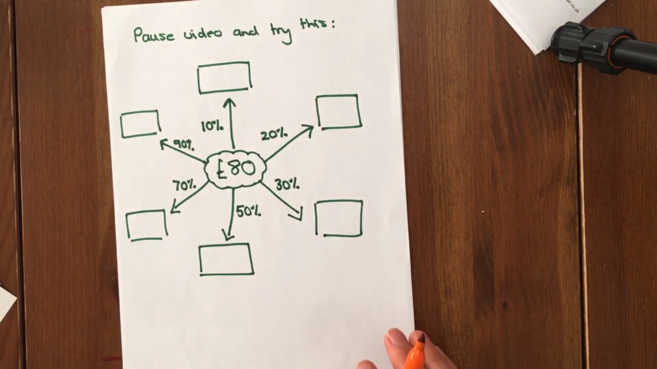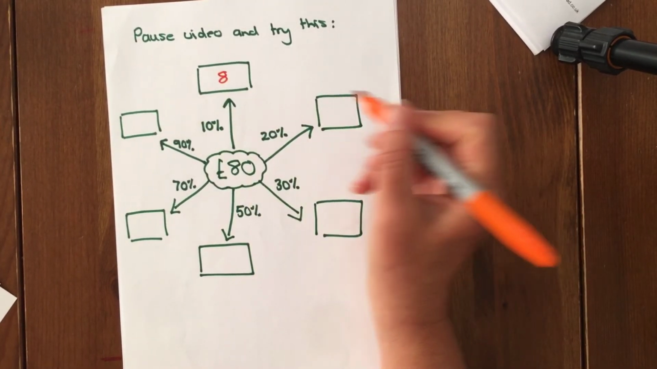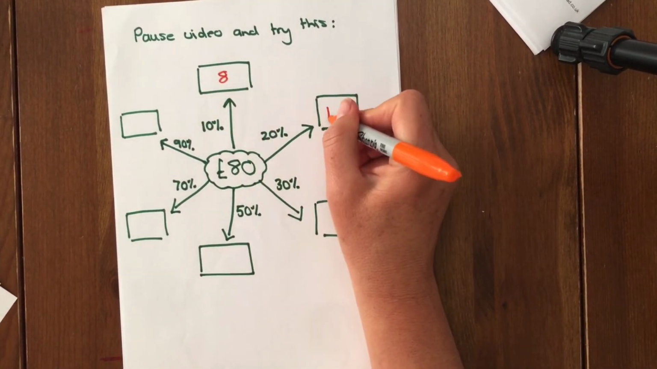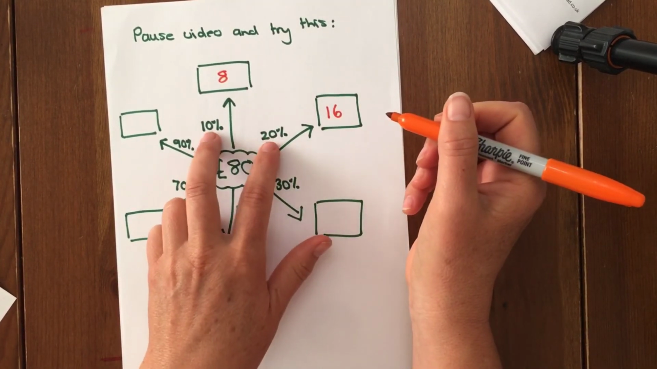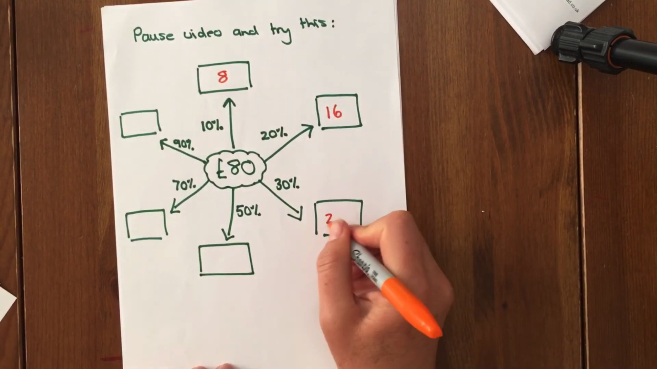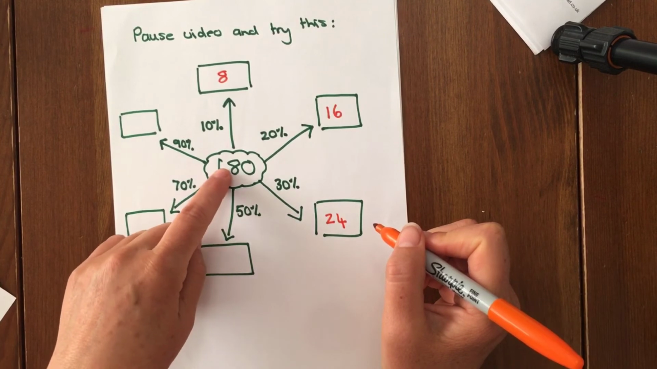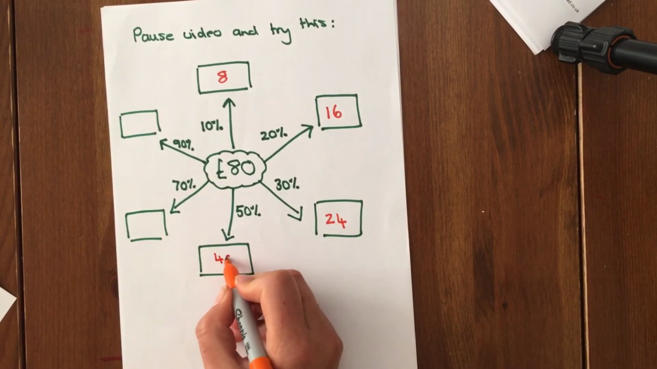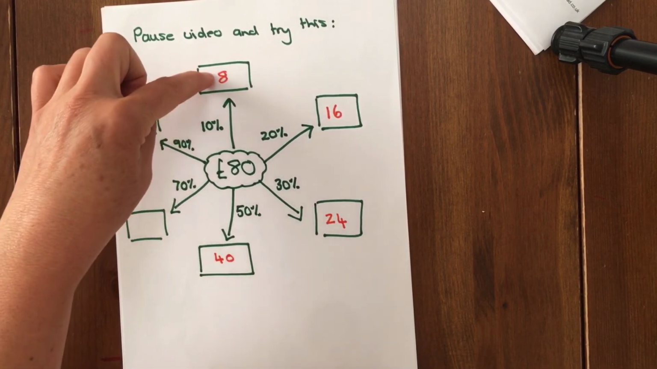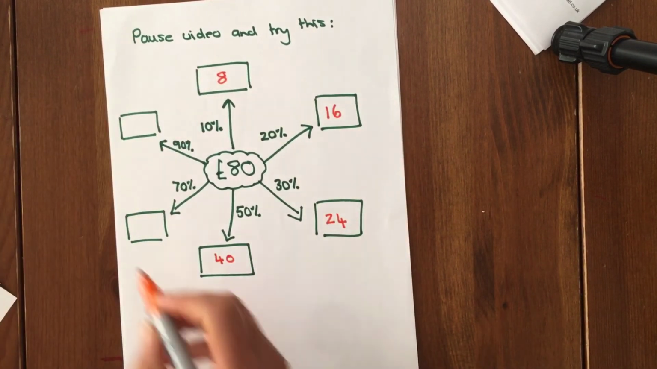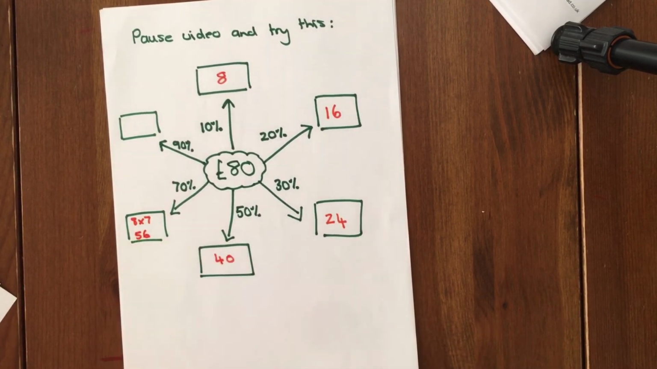Okay, well done, a good go at this. So 10%, divide by 10. 20%, double 10%. 30%, I could add 10% and 20% to get 24. 50%, I know 50% is a half of 80, is 40. 70%, well, I've got 10%, 7 times. So 8 times 7, 10% 7 times, 56.